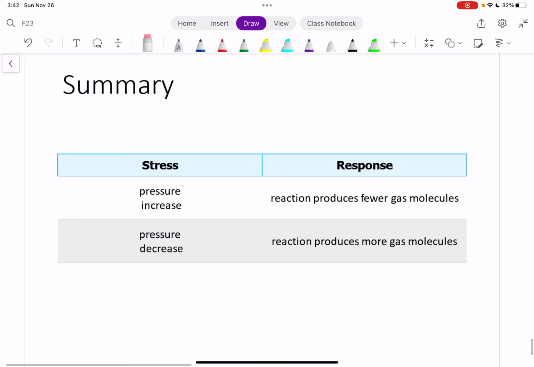All right, here's a summary. Say we increase the pressure, right? What is the response? Well, the reaction is going to produce fewer gas molecules. And then if we decrease the pressure, the reaction is going to produce more gas molecules or more moles of gas.